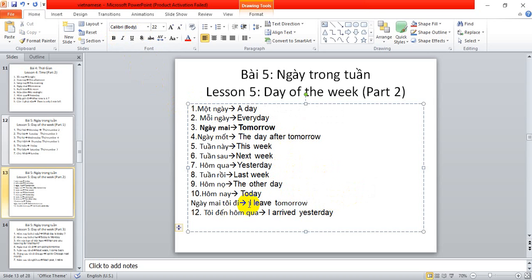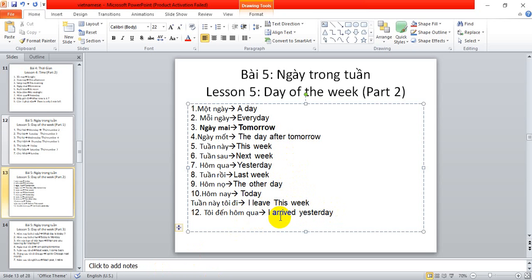We just use the same thing. For example, tuần này tôi đi. You use this week. Just change the word a little bit and you will have more sentences. You can say this week I leave, next week I leave, yesterday I leave, or the other day I leave, whatever. And also arrive.